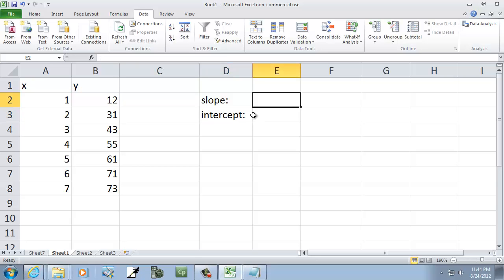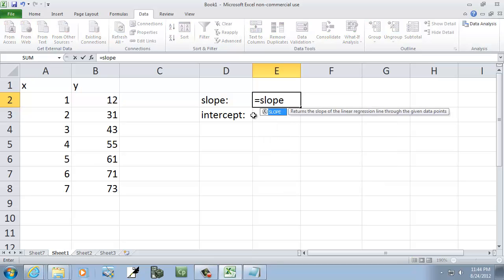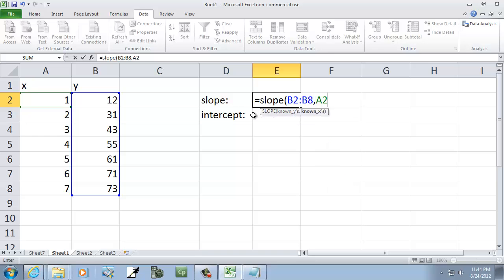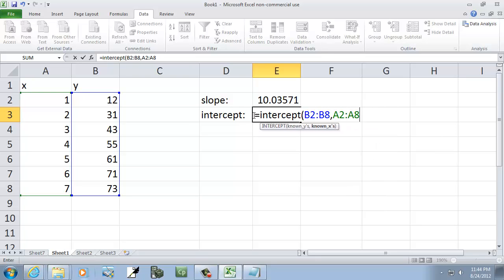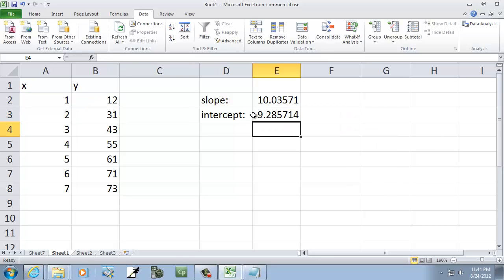So up here I'm going to come to E2 and I'll do equals and start typing SLOPE. It says it returns the slope of the linear regression line through the given data points. I'll do a beginning parenthesis, and it tells you it wants y's first. So we're going to do B2 colon B8, and then comma, and then our x values, A2 colon A8. Close parentheses, enter. For our intercept, I'll do equals INTERCEPT, beginning parenthesis, and it wants y's, so I'm going to do B2 colon B8, comma, A2 colon A8, close parentheses, and then enter.